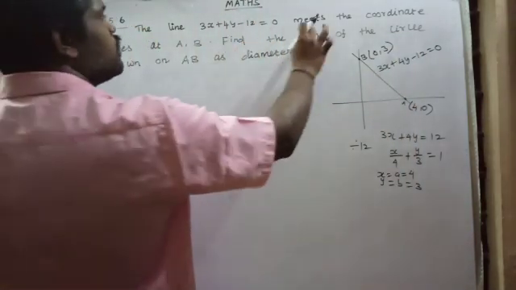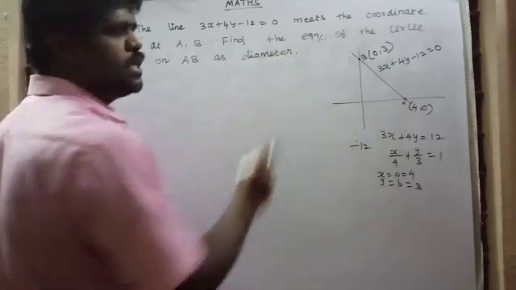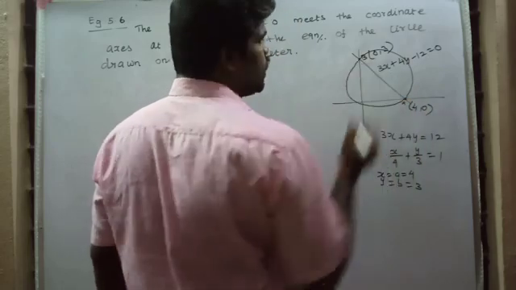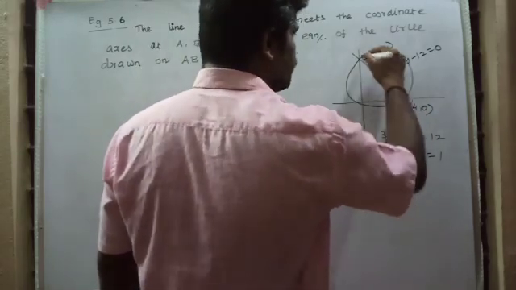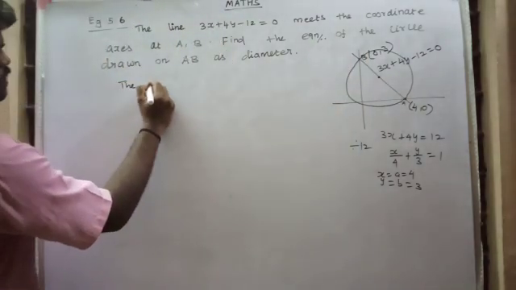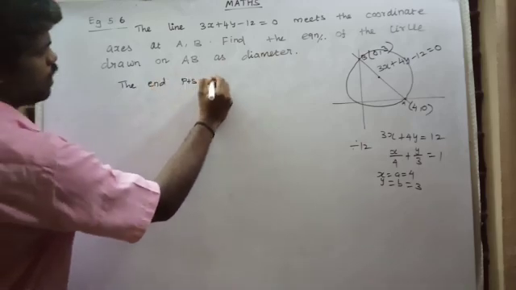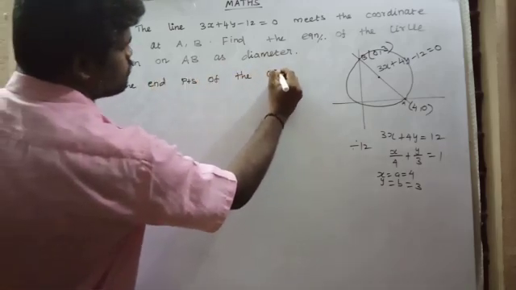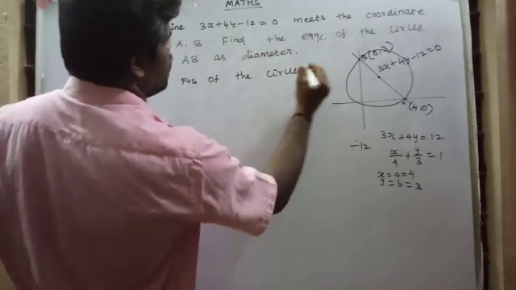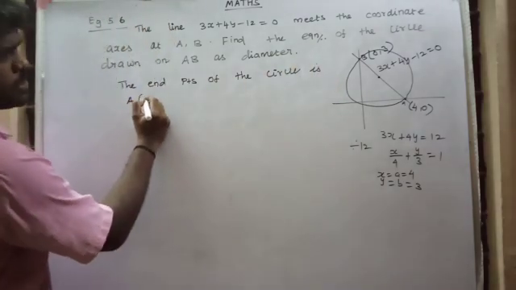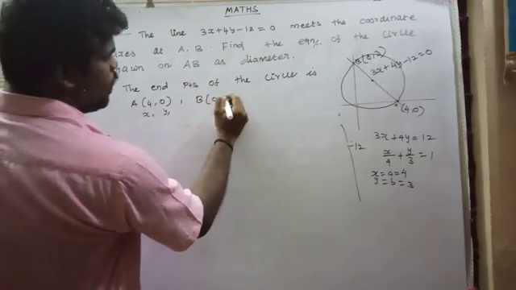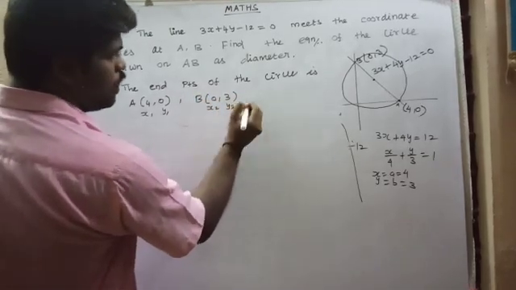This makes AB a diameter of the required circle. And now we draw the circle here. This is the diameter, and the end points are the extremities. The end points of the circle are extremities. A is 4, 0, this is x1, y1, and B is 0, 3, this is x2, y2.